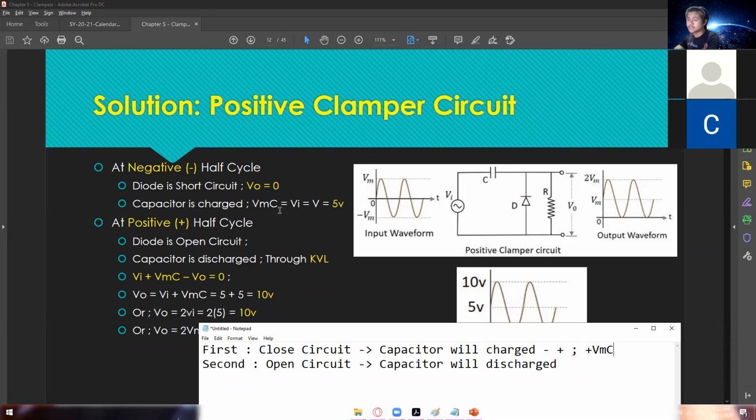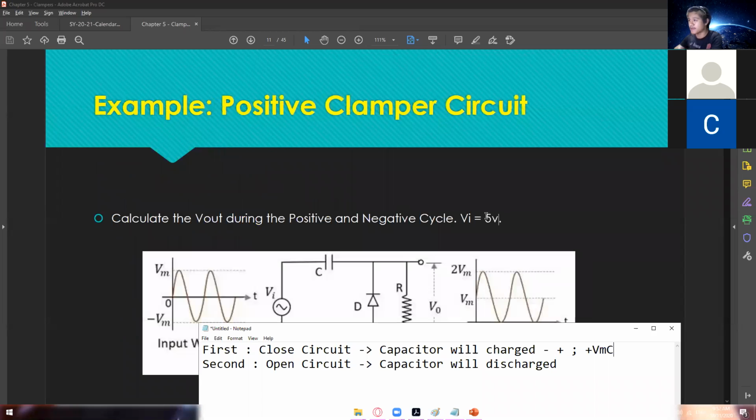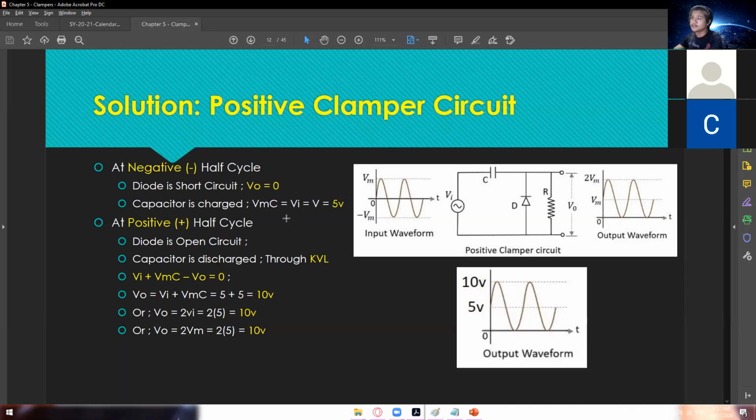Since that's the only voltage that passes through our capacitor, VMC is equal to V sub I, or the voltage source of 5 volts. And then during the positive half cycle, as you can see right here, we have an open circuit, because positive is connected to the negative and the negative is connected to the positive. So as a result, we'll get an open circuit. If it's an open circuit, then that's the only time that our capacitor will be discharged.